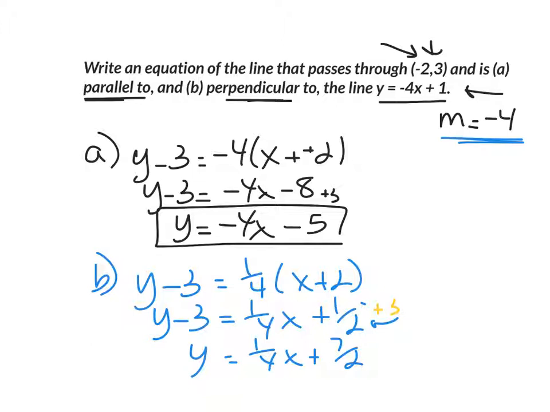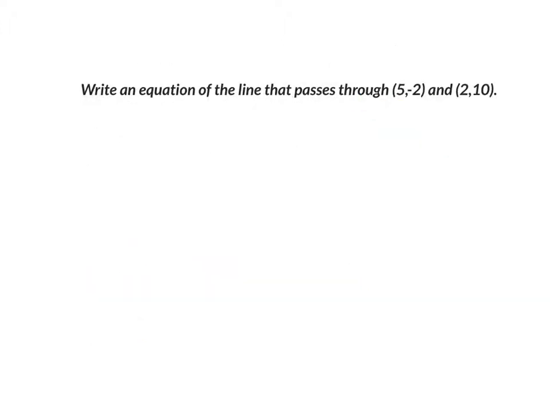So if you get parallel, perpendicular, use the slope they give you and the point they give you. They give you a point and a slope, so you use point slope. All right, what if they give you 2 points? Write an equation of the line that passes through this point and that point. Well, really, if they give me 2 points, I can find a slope anytime I want to. We did this the other day.